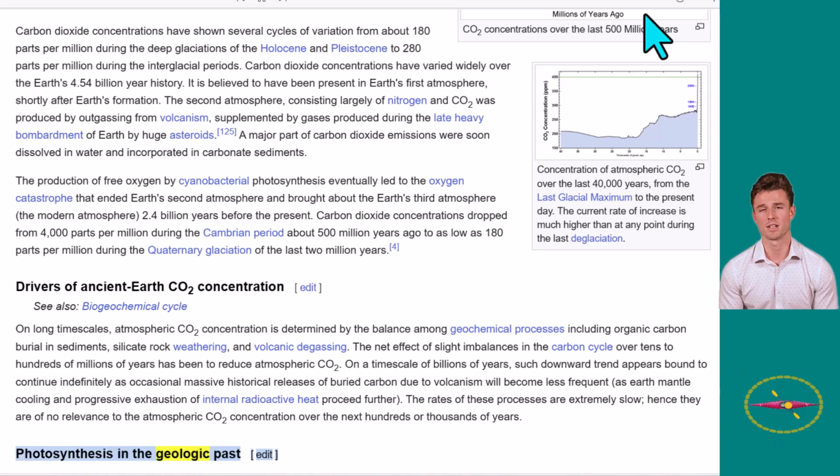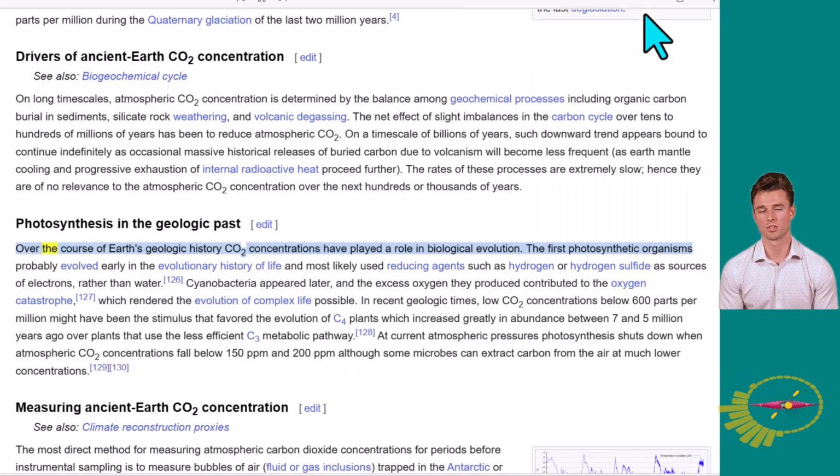Photosynthesis in the geologic past. Over the course of Earth's geologic history, CO2 concentrations have played a role in biological evolution. The first photosynthetic organisms probably evolved early in the evolutionary history of life and most likely used reducing agents such as hydrogen or hydrogen sulfide as sources of electrons, rather than water.